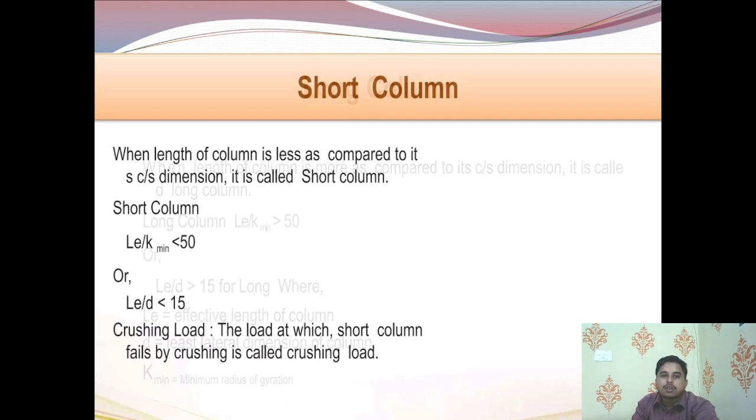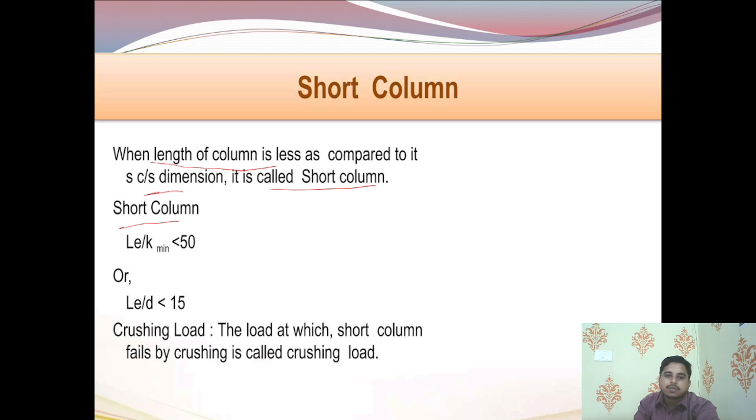Okay. So what is a short column? When the length of the column is less, mind it, the length of the column is less compared to its cross-sectional dimension, it is called a short column. So for a short column, LE divided by K minimum is less than 50, or LE divided by lateral dimension is less than 15. You have to remember these two conditions designating a column as a long column or a short column.